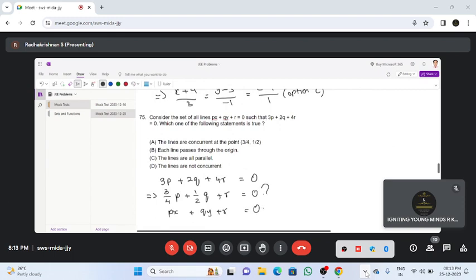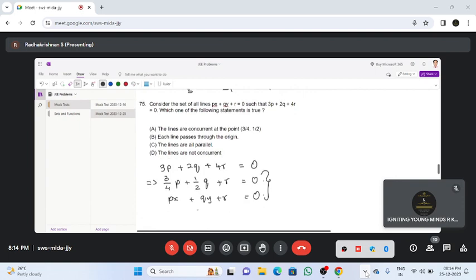Okay, so since these two are true, you simply compare the coefficients. So you can say that x equals 3 by 4, y equals half. This will satisfy for all values of p and q when x equals 3 by 4 and y equals half. These two equations will be satisfied because simply by matching the coefficients you can determine that. So that means it will pass through this point. So option A.